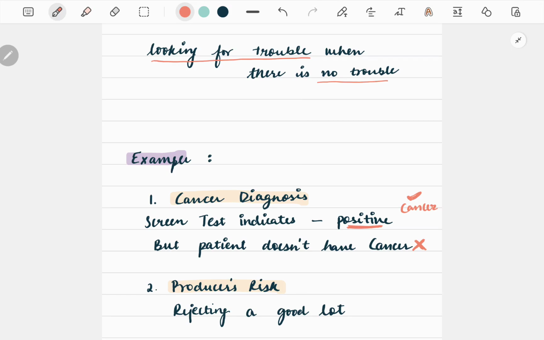Let us take another example. Producer's risk. Also to note is that type 1 error is very commonly known as producer's risk. It is like rejecting a good lot, thinking that it is bad. So, in actual, the lot is good, but we are still rejecting it. So, we are looking for trouble when there is no trouble. In reality, the product is good.